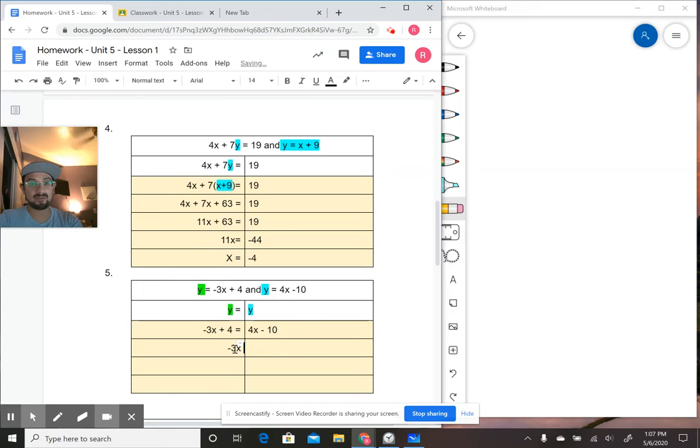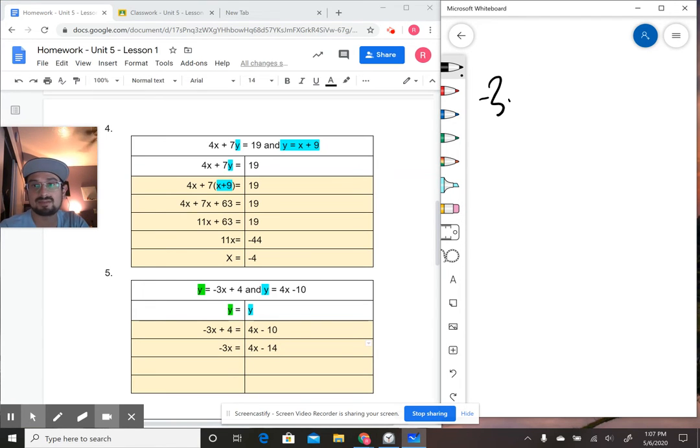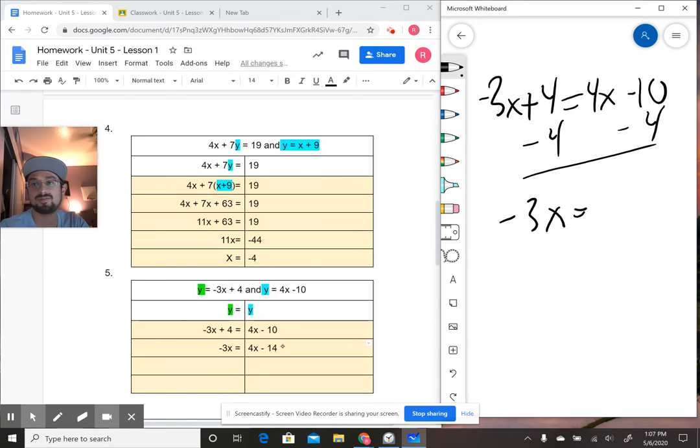Subtract the 4 on both sides. You get 4x minus 10, subtract the 4 would be negative 14. This is what I have right now: 3x plus 4 is equal to 4x minus 10. So I'm going to subtract the 4 on both sides. So I get negative 3x equals 4x minus 14.